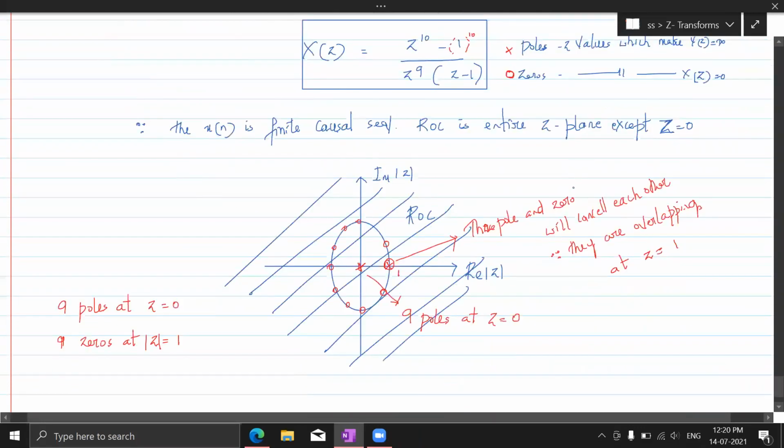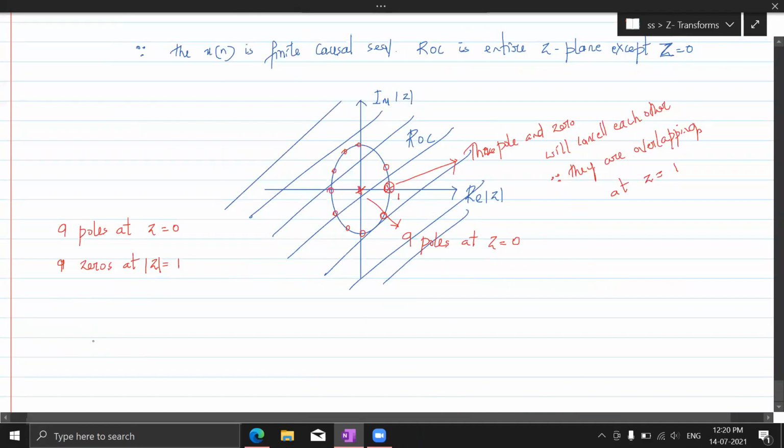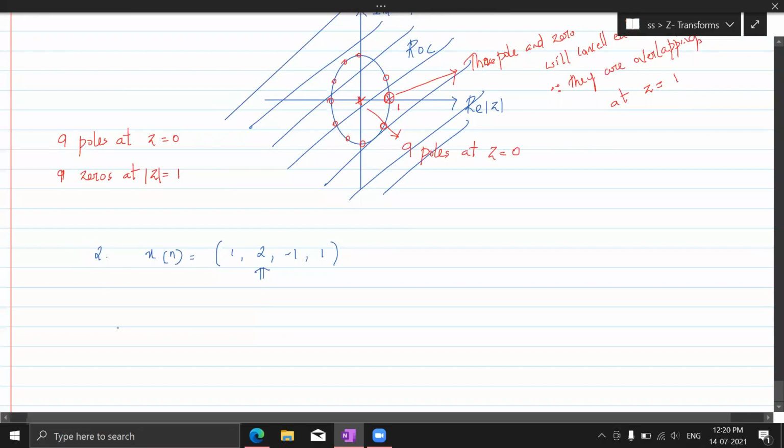The second one would also be a finite sequence. We have taken problems on the finite sequence now. The second sequence they are giving us is x of n equal to 1, 2, minus 1, 1. So this is the sequence, and here is your 0th sample. In the solution we shall see how things go. This again is a finite sequence, mind you. So X(z) is again given by the summation for n ranging from minus infinity to infinity of x of n z to the power minus n. Since this is the equation, we can expand it like this.